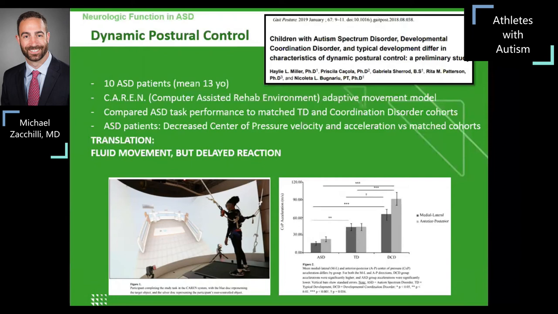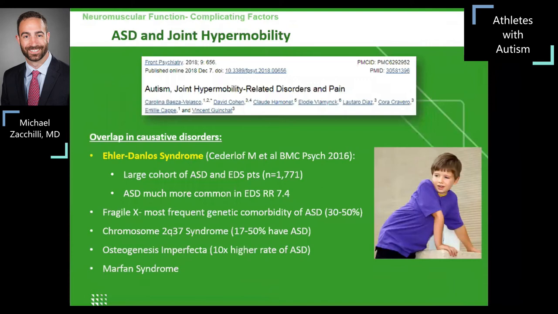movement. This underlying postural instability is further complicated by an overlap with hypermobility disorders. So there's a very large overlap with these genetic disorders, particularly Ehlers-Danlos syndrome. Patients with Ehlers-Danlos syndromes carry about a 7 times increased risk for having autism spectrum disorders. We also see Fragile X and Marfan syndrome, both of which carry some hypermobility, playing a large role. And again, this is that 7.4 times risk factor for autism.